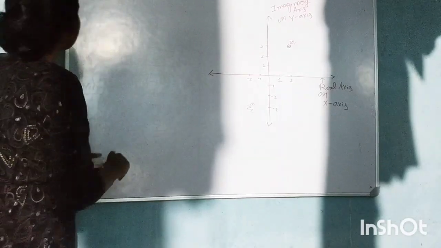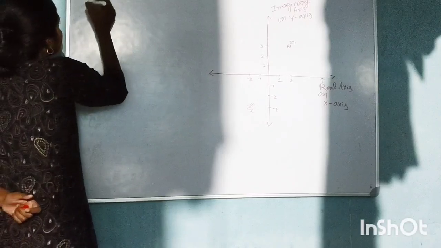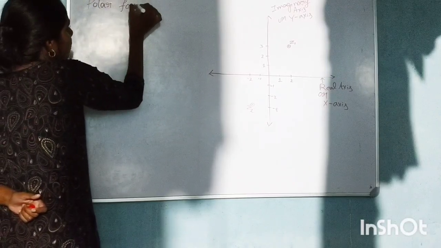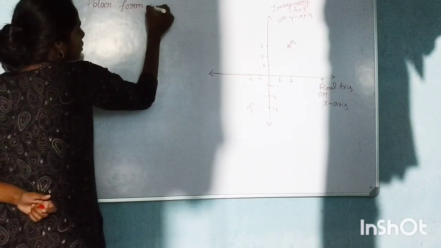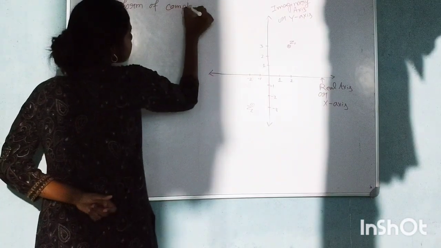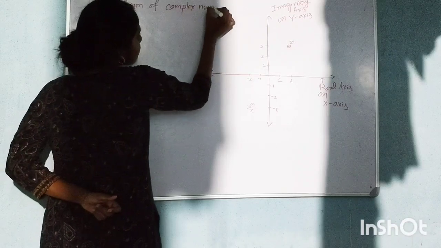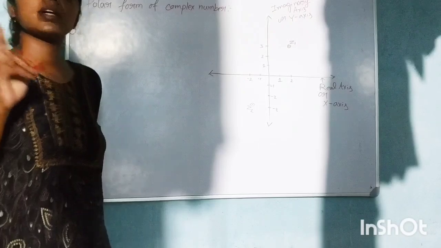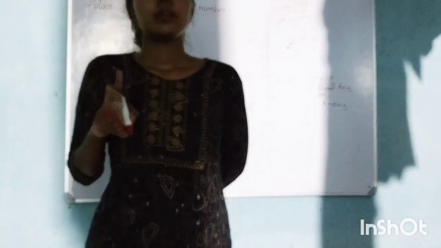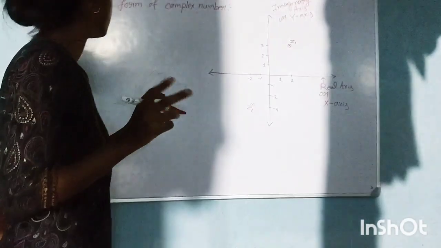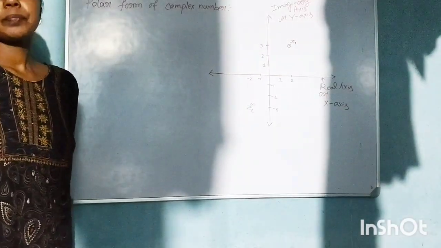So for polar form of complex number, we need two terms which are very important. First one is modulus. Modulus we already know about it. Modulus is root over a square plus b square, where z equal to a plus ib.